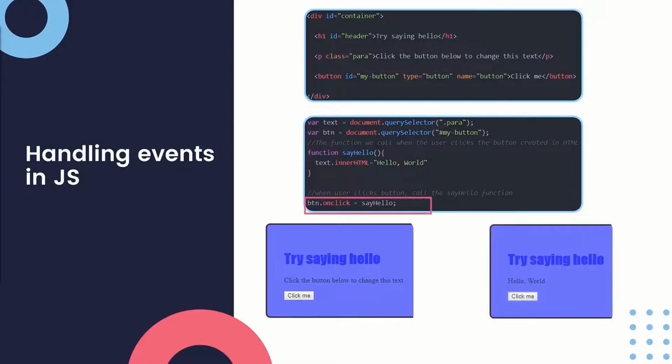So here is where the event actually occurs. We say the button that we referenced earlier, call the onclick event, or the property on this button, and set this equal to sayHello, which is our function. And this is the output that we get at the bottom. So when the user actually clicks this button, the text updates.